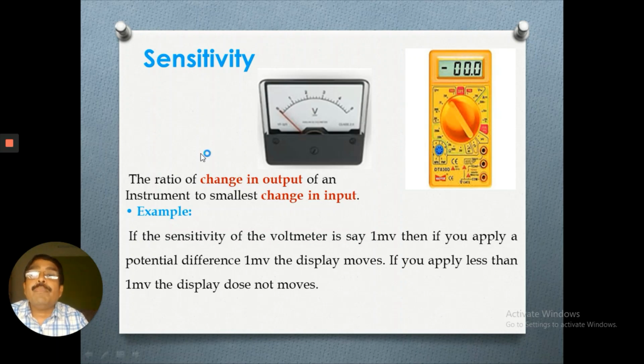The ratio of change in output of an instrument. Change in output means this pointer will deflect when there is the smallest change in the input. What is the smallest change as per this example? It should be 1 millivolt. So if you give 1 millivolt, then only that pointer will deflect, and we can say that the instrument is sensitive.